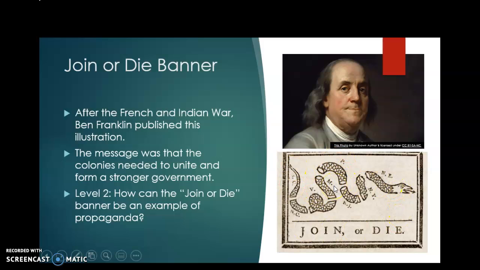The message Franklin was trying to portray was that the colonies needed to unite, and they needed to unite against Britain. So just going back to our idea about propaganda, which is false news, how can this be seen as propaganda? I want you to think about that. How can this be seen as propaganda? Think also to Paul Revere's Boston Massacre.